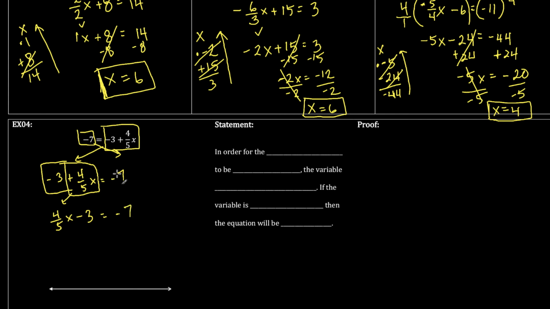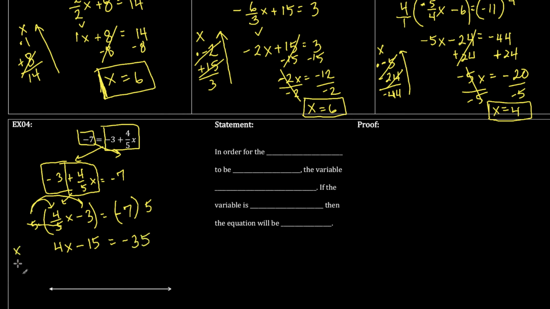Alright, I like that. Okay. So my denominator is 5. I need to multiply both sides by 5. Remember the shortcut. You could do it the long way, but the shortcut is 5 times 4 is 20 divided by 5 is 4. So 5's cross out. End up with 4x. And then 5, positive times negative is a negative. 5 times 3 is 15. And negative times positive is negative.